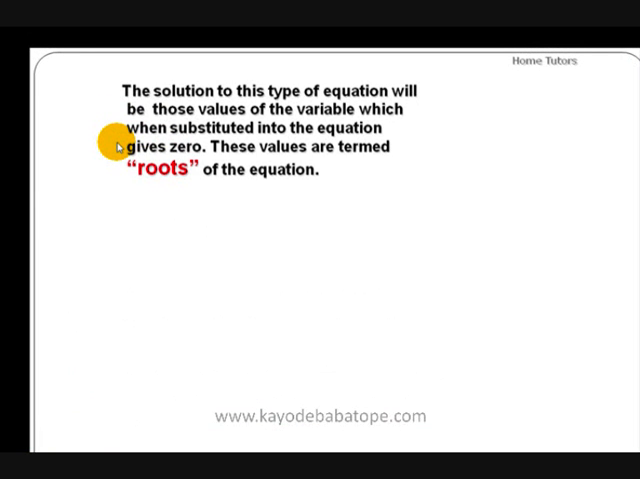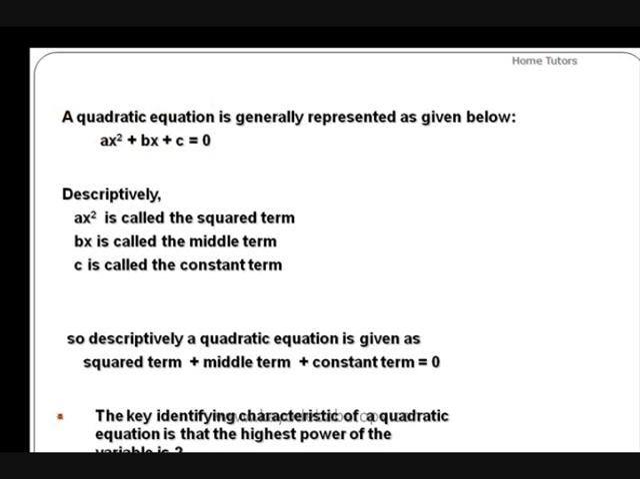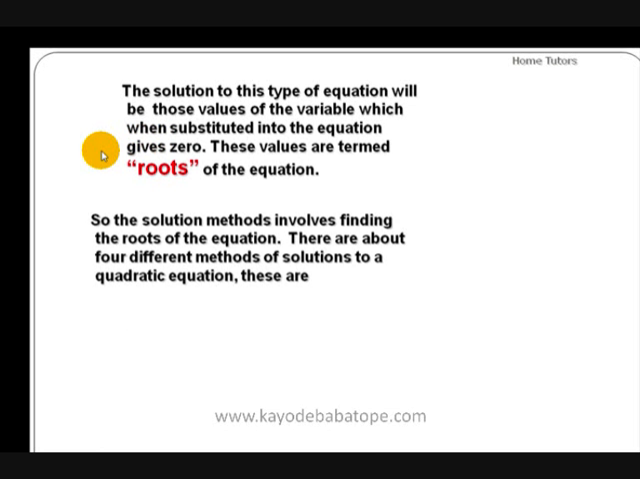The solution to this type of equation will be those values of the variables which, when substituted into the equation, give 0. And these values are termed the roots of the equation. What are we saying? We are saying that the roots of this quadratic equation are those values of x which, when you substitute them into this equation, will give a value of 0. And those values of x are referred to as the roots of the equation.